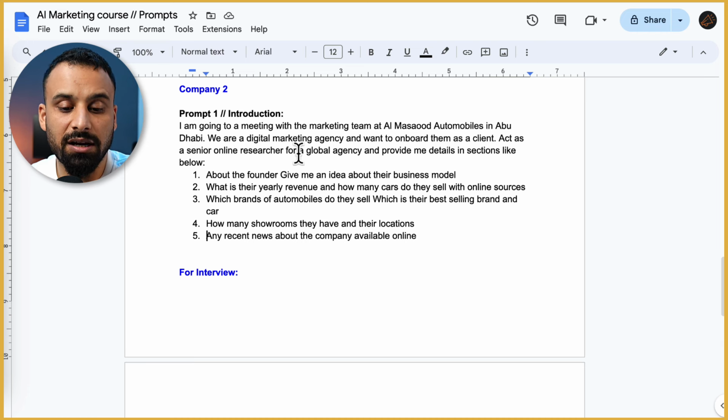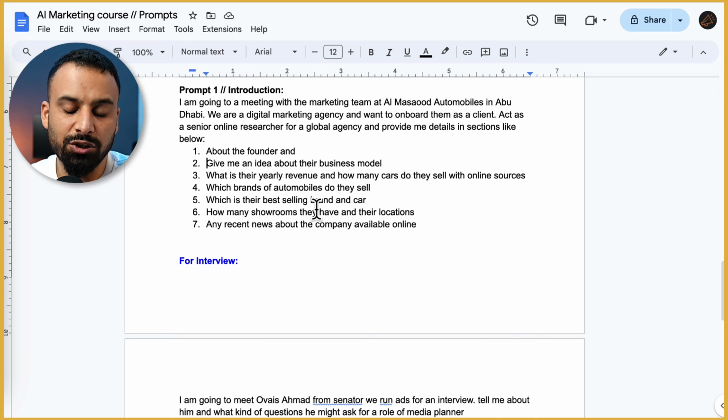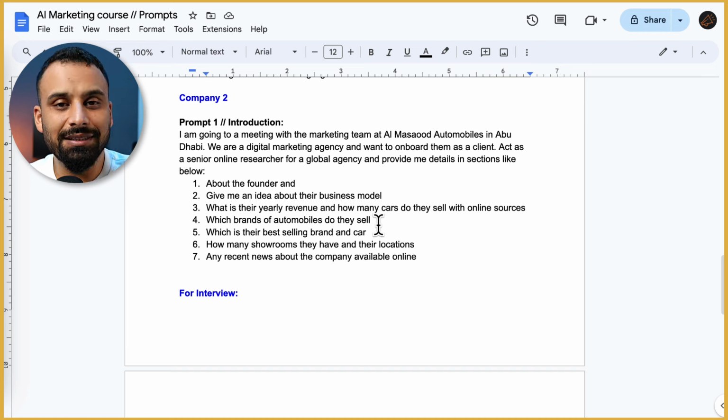Act as a senior online researcher for a global agency and provide me the details in sections below. About the founder, give me an idea about their business model. What is their yearly revenue and how many cars do they sell, with online sources? Which brand of automobiles do they sell? Which is the best selling brand they have? How many showrooms do they have and their locations? Any recent news about the company available online? Now, see, I made a little bit of change to the prompt because it's a different kind of company, right?